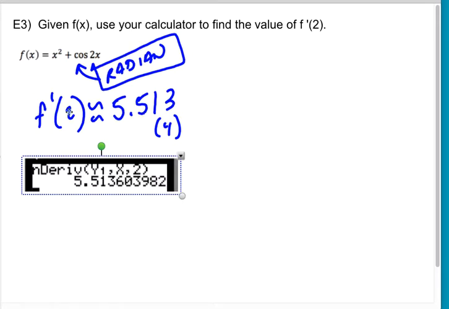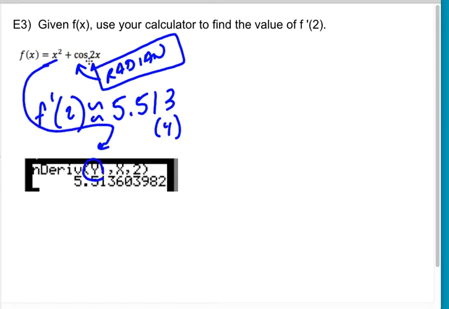There's nothing wrong with typing this entire function, instead of y1. You could type this whole thing in. I think it's easier to not have to do that, right?